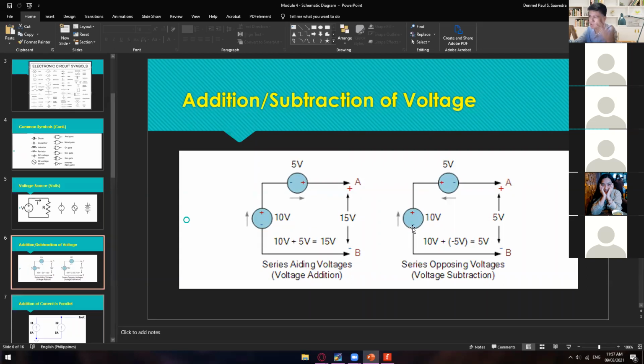So whichever one is greater will dominate the sign, the polarity of your voltage source. So if the negative is higher, then we now have a negative voltage. If the positive is higher, then we now have a positive voltage, right? So that's why in here, 10 minus 5 is equal to 5 volts, all right?